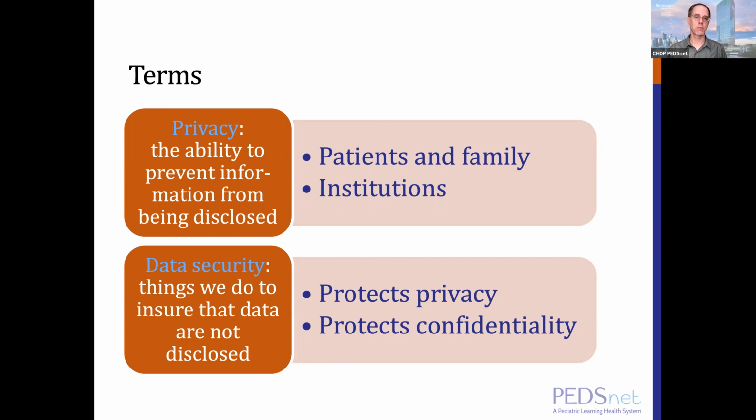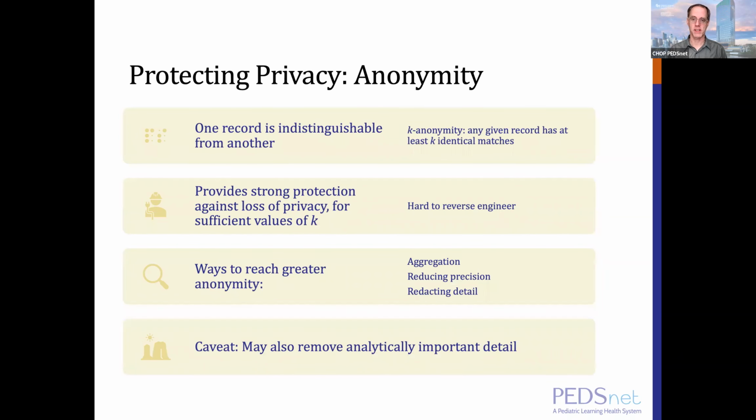So given those terms, let's talk about how we protect privacy for patients in PEDSnet or really in any clinical data set. The strongest way of protecting privacy is the concept of anonymity, right? So anonymity means that one record is indistinguishable from some other record. And we often talk about the concept of K-anonymity, where we say that a particular record is indistinguishable from K other records. So if we say that a data set has 5 anonymity, we mean that every record in that data set has at least 4 other identical records to it, so that there's no way to distinguish one individual in that set of 5 from another.